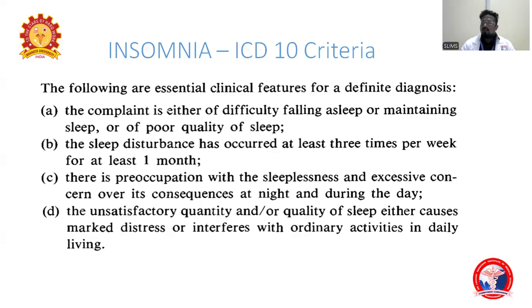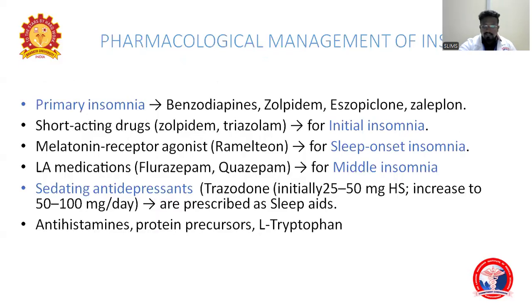D: the unsatisfactory quantity or quality of sleep either causes marked distress or interferes with ordinary activities in daily living. Because of the poor quantity and poor quality of sleep, patients are not able to do their daily routine activities. Going to the job is very difficult for them. They can't drive a car or a bike to commute to the job, or it causes so much distress that in morning work they can't concentrate on the jobs assigned to them.